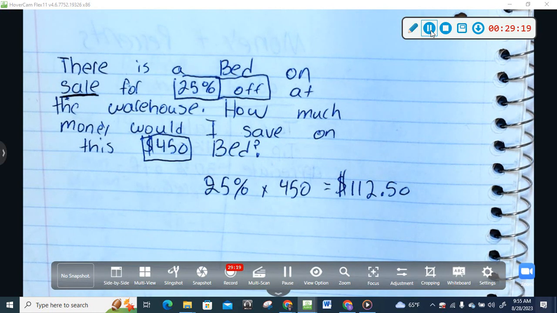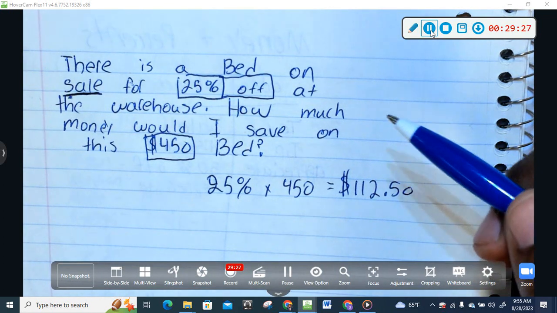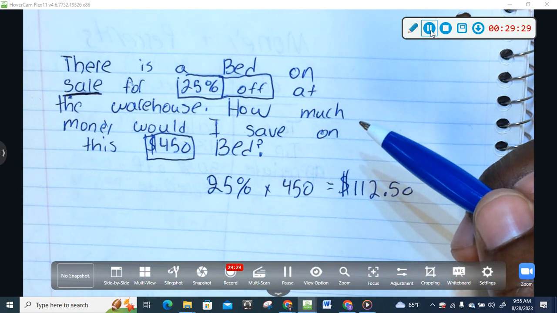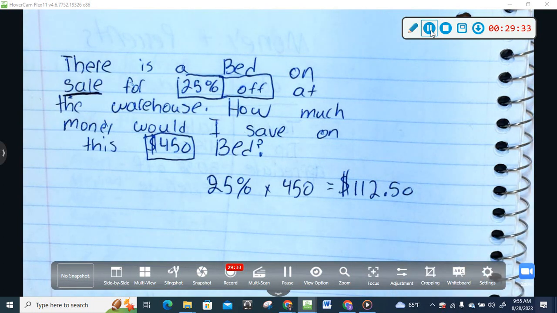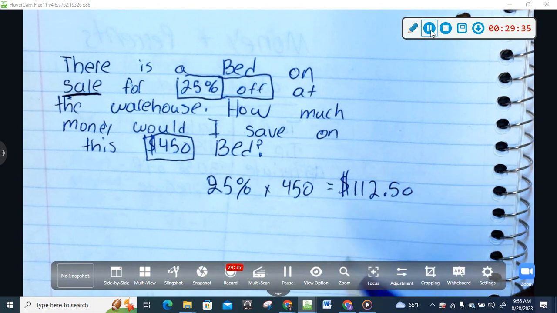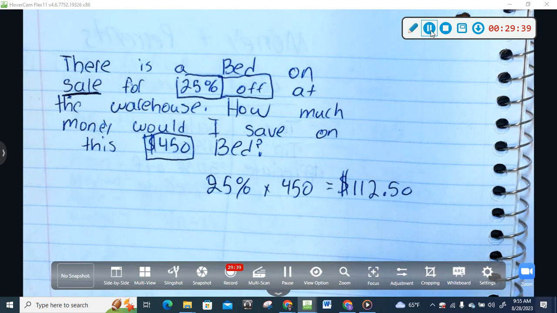What did the question say? What's the last question right here? How much money would I save on this $450 bed? So that means save. All I'm looking for is my discount. So, am I done, if that's all I gotta find is my discount? Yes. See, I did 450 minus 112.5.